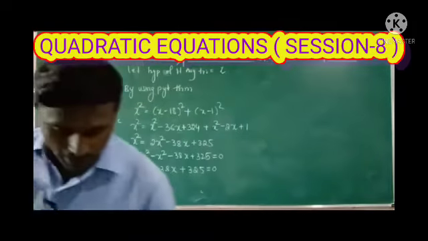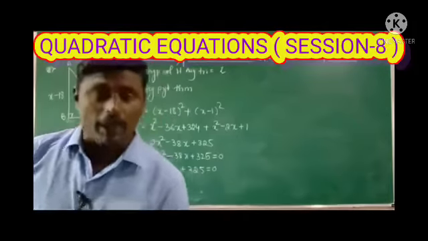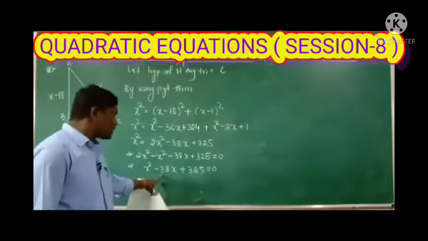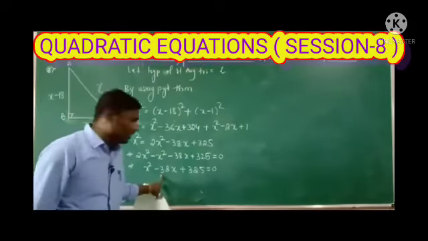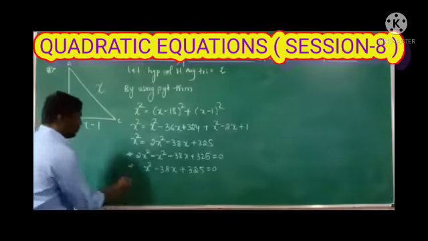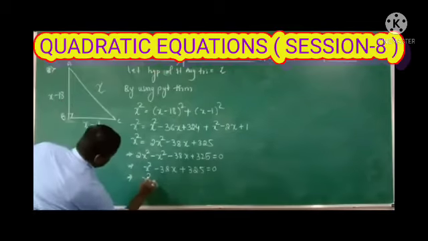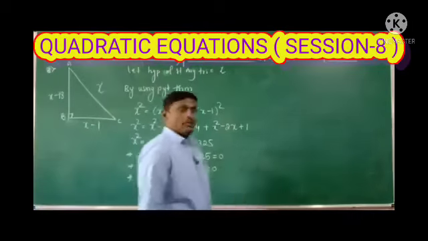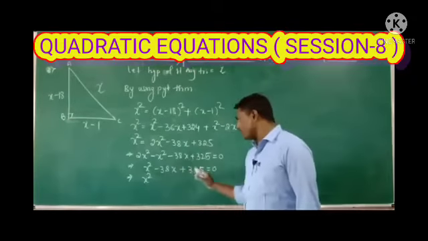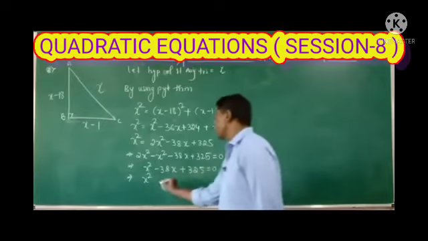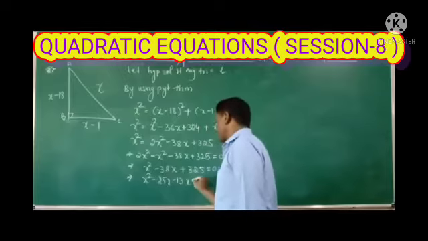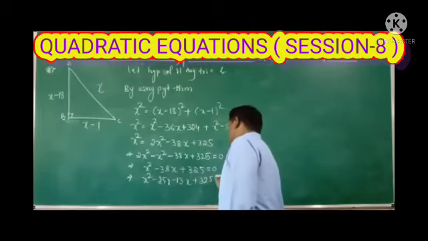Now we need to split the middle term into two terms. You can also solve this quadratic equation with the help of the quadratic formula. Either you can use the quadratic formula or the factorizing method. Now for x square, we split the minus 38x. The sum of those two terms is minus 38 and the product is 325. So x square minus 25x minus 13x plus 325, which is equal to 0.